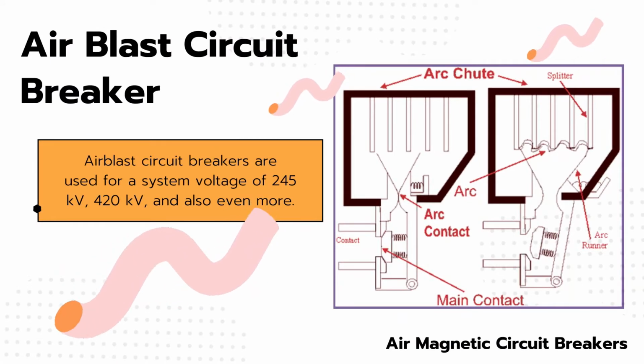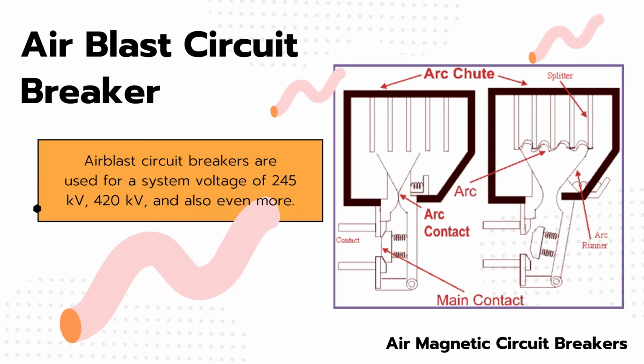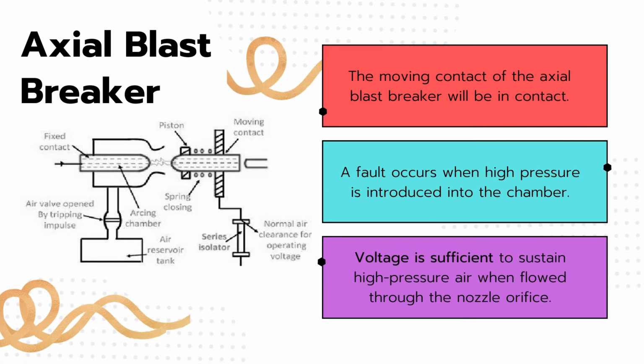Another one is an air blast circuit breaker. Air blast circuit breakers are used for system voltages of 245 kV, 420 kV, and even more. So now we move on to the axial blast breaker under the air blast circuit breaker.